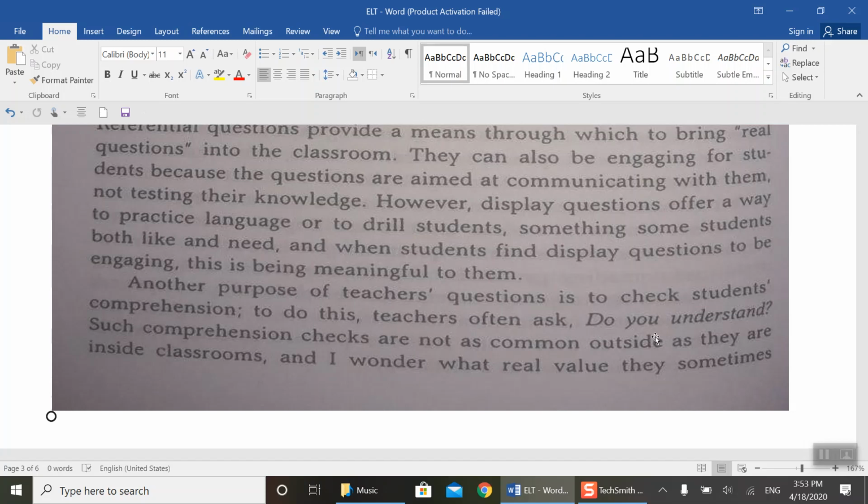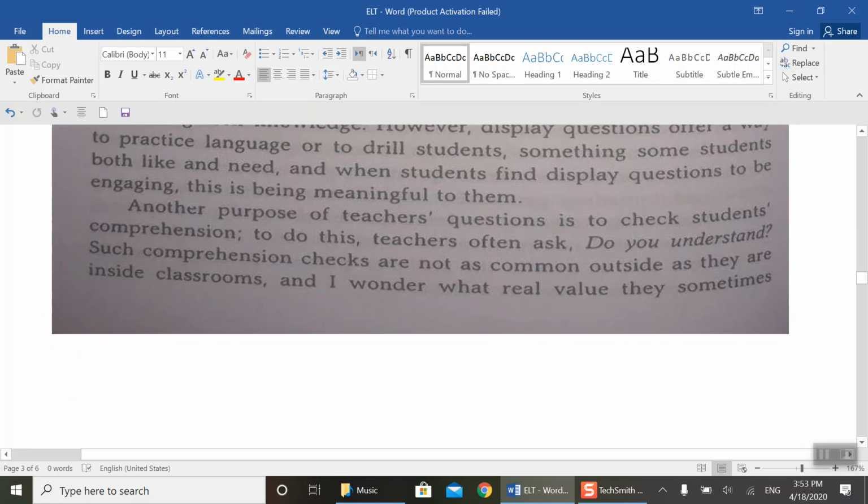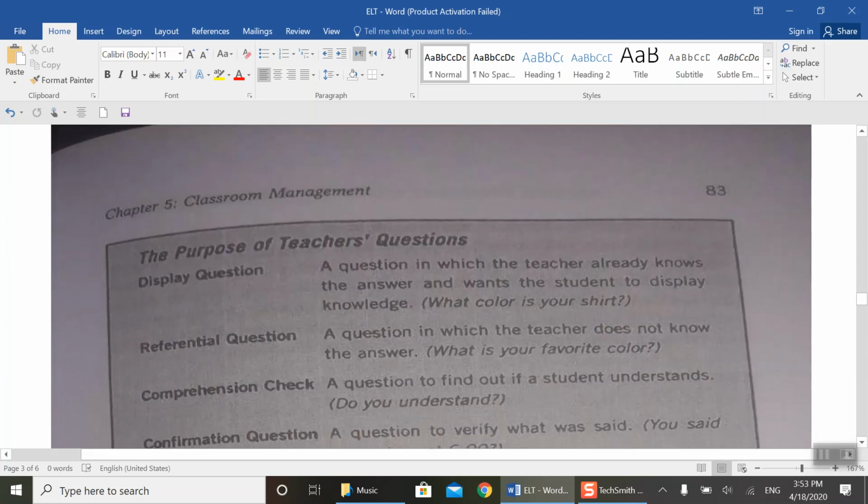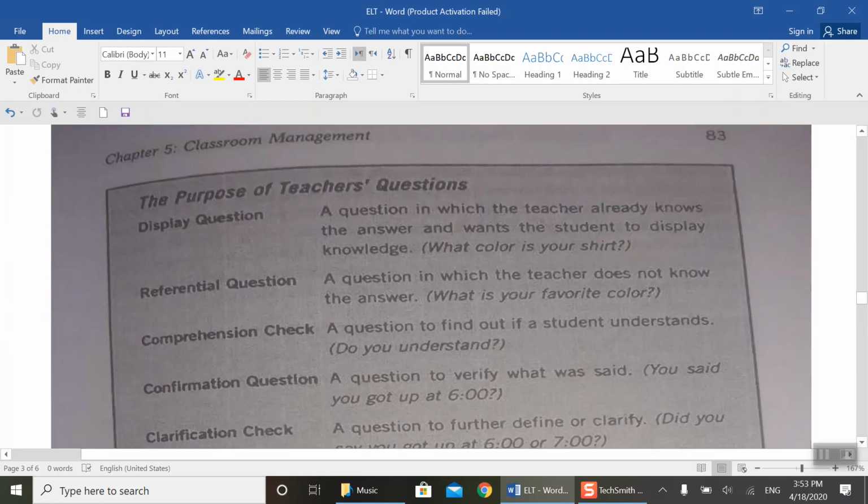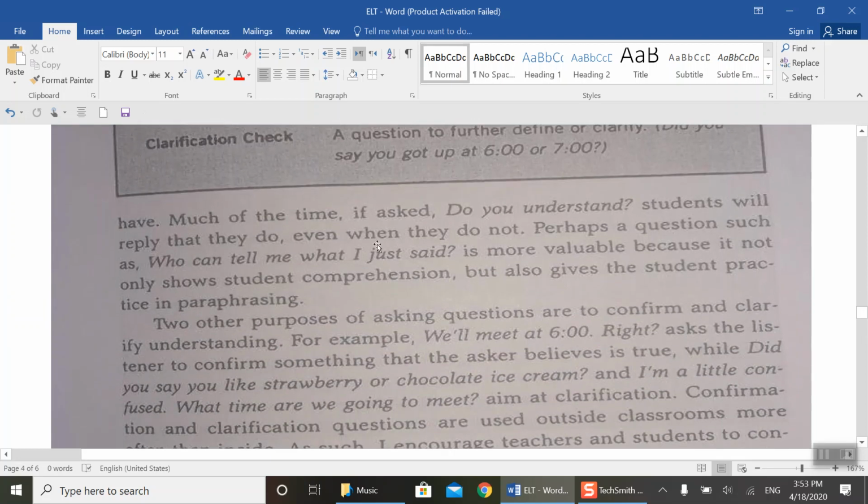Remember, you as students, when we ask you do you understand, what was your answer? What is your answer? All of you say yes. But is this correct? Let's see. Do you understand? Such comprehension checks are not as common outside as they are inside the classroom, and I wonder what real value they sometimes have. Much of the time I ask it, do you understand, students will reply that they do even when they don't. Okay, so some students say yes, we understand, but some of them do not understand.